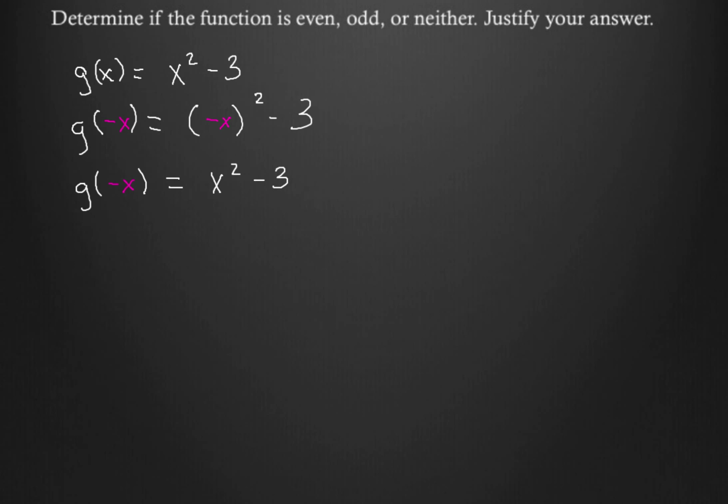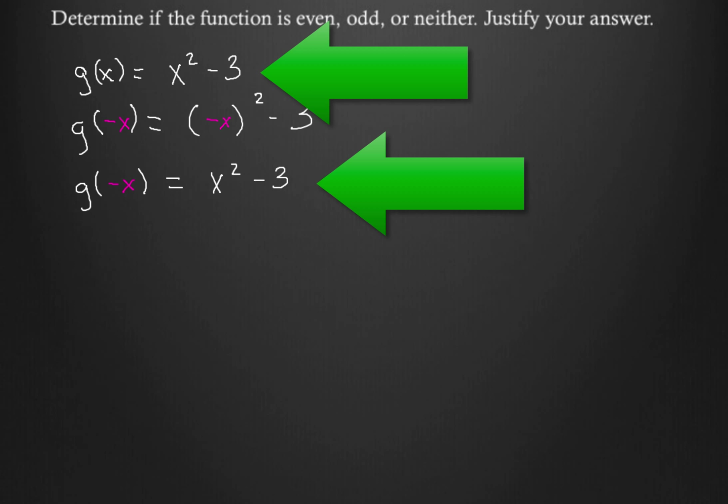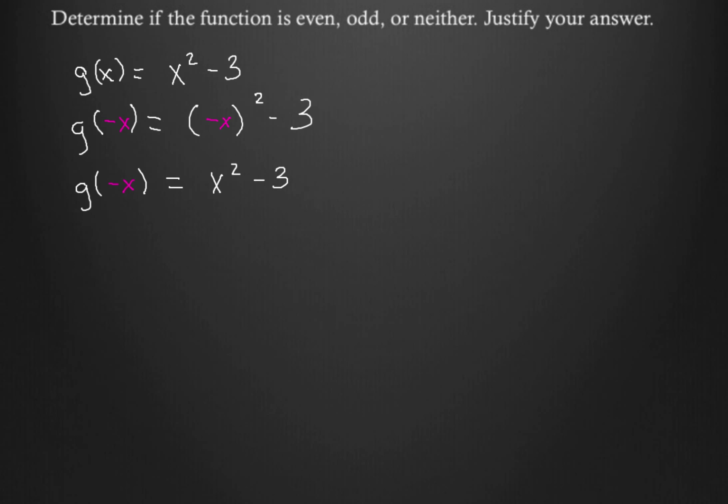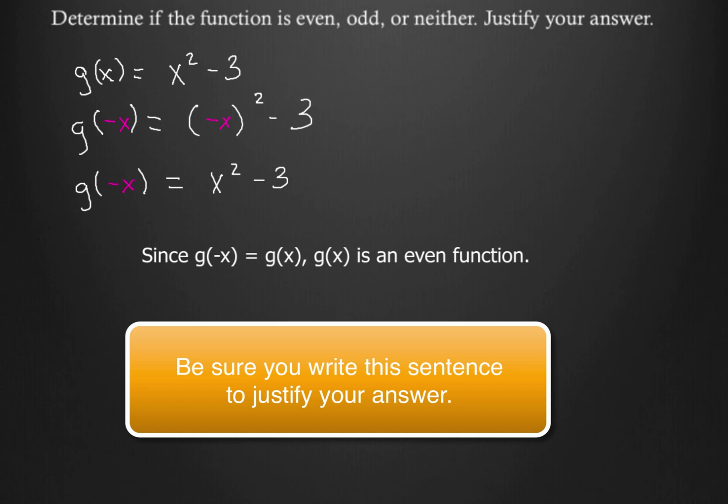Now what I want you to do is compare what we just came up with, g of negative x equals x squared minus 3, to the original function, g of x equals x squared minus 3. Check that out. Notice both of these are the same thing. And since they're exactly identical, to justify our answer we're going to write the following: because both of these are the same, they're exactly identical, which means we have an even function. So to justify that, all we have to do is write: since g of negative x equals g of x, it is an even function. And that's it. That's all you have to do.